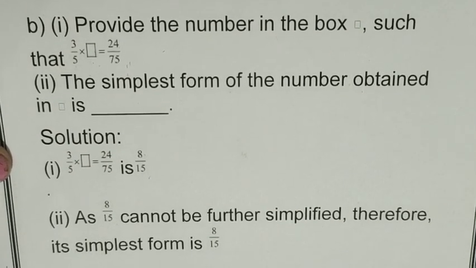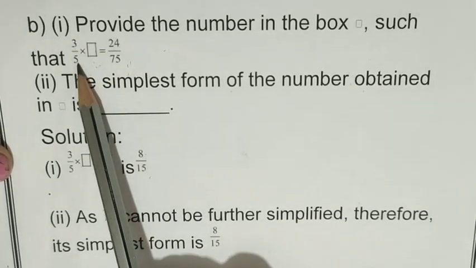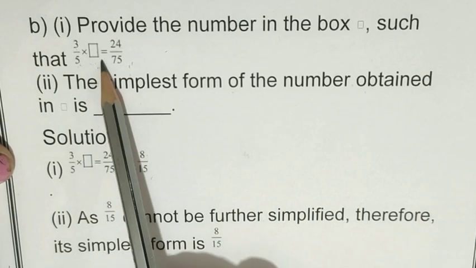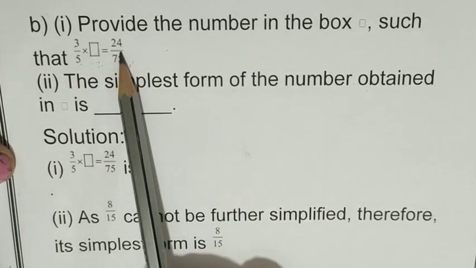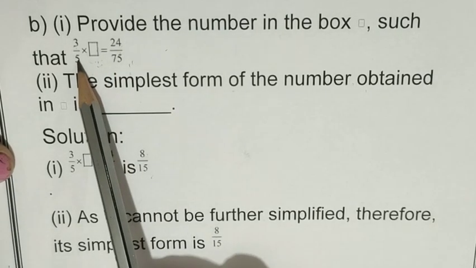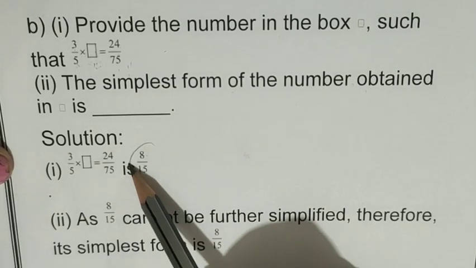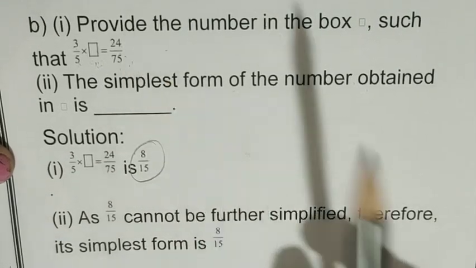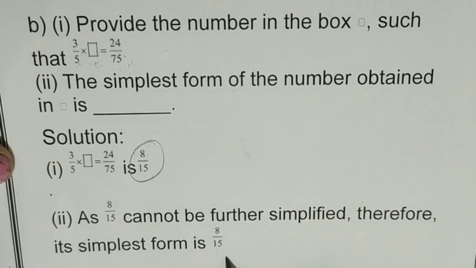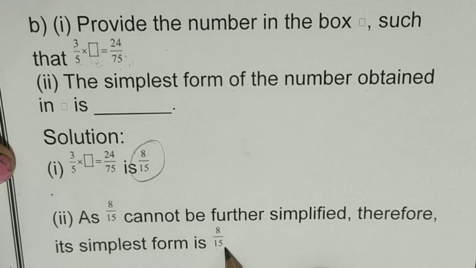Don't confuse this idea with your equivalent fractions, because here 3 by 5 is written. So here they have asked which fraction is the number in the box. So 3 is to be multiplied with 8, then the answer is 24. Then 5 is to be multiplied with 15, then the answer is 75. So 8 by 15 is the number to be multiplied for getting 24 by 75. So 8 by 15 we cannot simplify further. So our answer is 8 by 15 only.